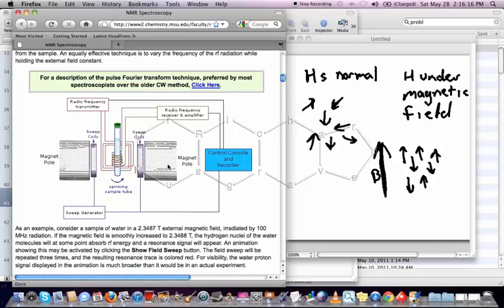You've got a very strong magnetic field on this side. That's this thing here. That's a big magnetic field that we're applying. Around the sample, which is typically in a very long glass tube, we have a radio frequency transmitter, and this is for transmitting the various different radio frequencies that we're going to need to flip these different hydrogen atoms.